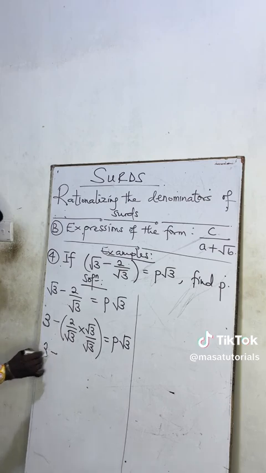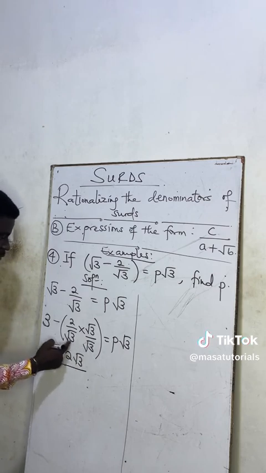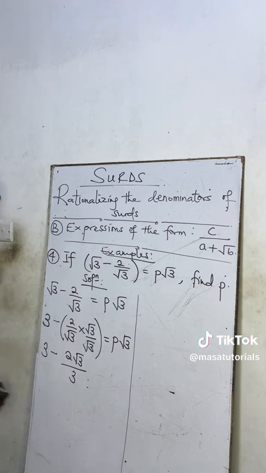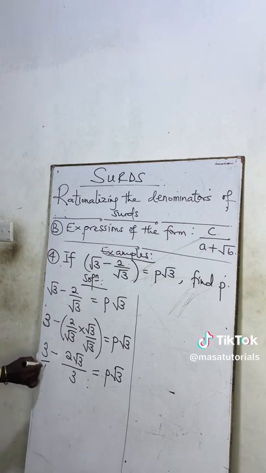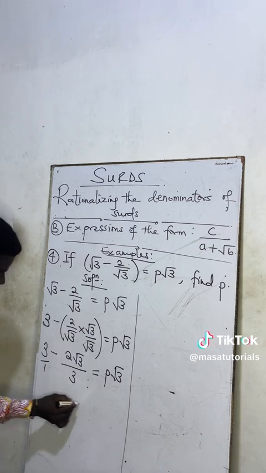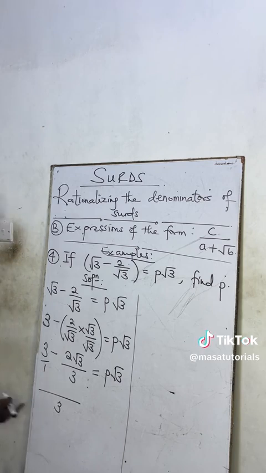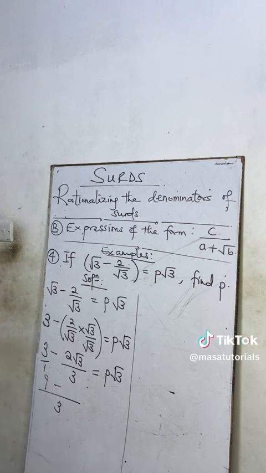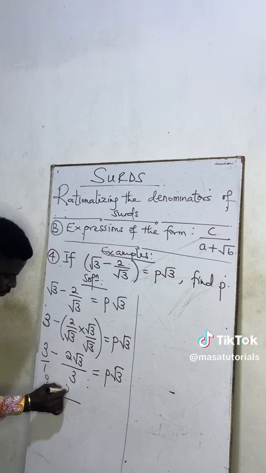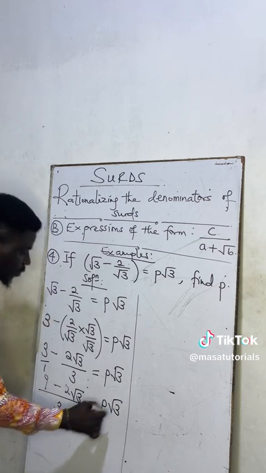Now we get 3 minus 2 times square root of 3, we have 2 square root of 3 all over square root of 3 times square root of 3, which is 3, equals P square root of 3. Now this is out of 1. Find the LCM, that's subtraction of fractions. So the LCM is just 3. 1 into 3 is 3. 3 times 3 is 9. Minus 3 into 3 is 1. 1 times 2 is 2 square root of 3 is equal to P square root of 3.